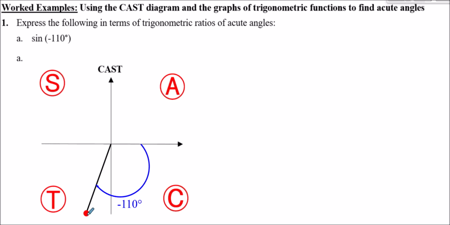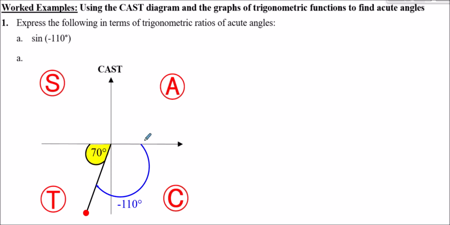What we need to do, always, once you've drawn the angle on, you need to find the acute angle between this line and the x-axis. So if this has got a size of 110 degrees, its actual value is minus 110, but its size is 110, this angle here will have to be 70, and this is our key angle. So we need to label this in like so.